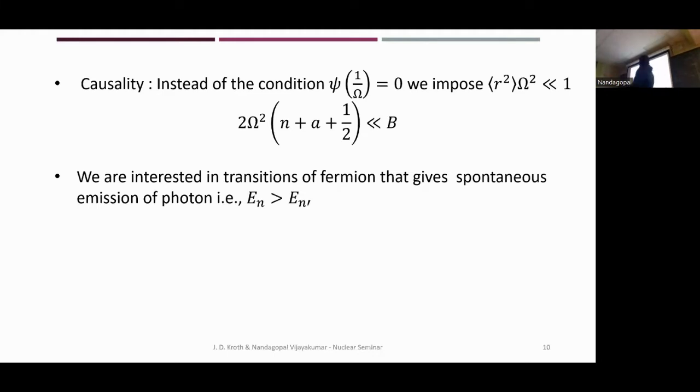So as long as we are in the slow rotation domain, omega being very small, b over omega squared will be sufficiently large that we can use reasonable values for n and a. They are allowed. Now we'll be studying spontaneous emission of photons when a fermion transitions from one Landau level to another. So that means the energy of the initial fermion will be greater than the energy of the final fermion.